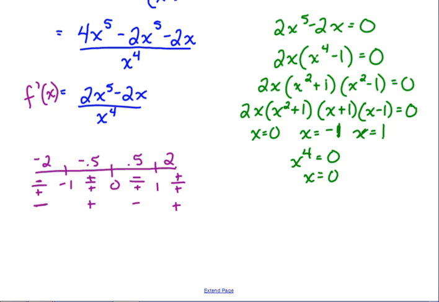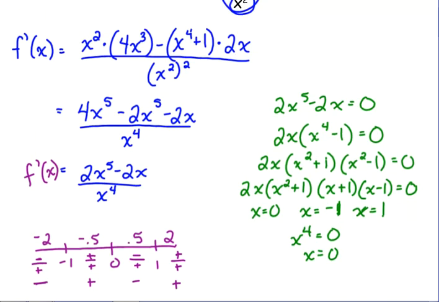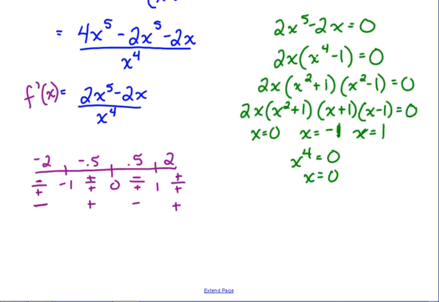So we see a sign change at each of our critical numbers, at -1, at 0, and at +1. So we need to go back and plug these into x to the fourth plus 1 over x squared. We're plugging in -1, 0, and 1.